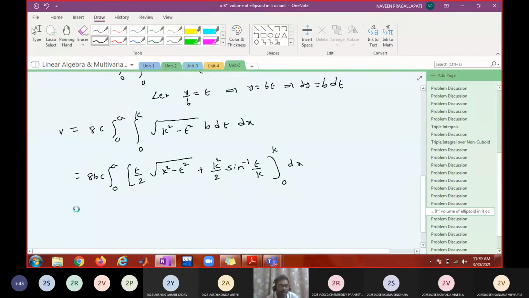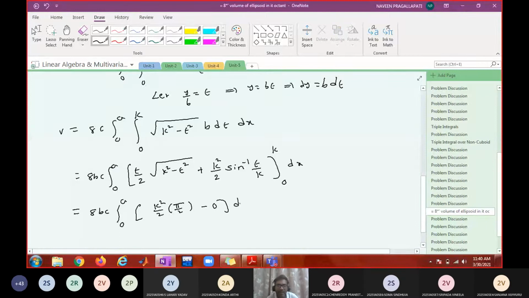Now upper limit minus lower limit. So 8bc, 0 to a. What is upper limit? k square minus k square gets 0, and k by k, sin inverse is 1. So this is going to be k square by 2 into sin inverse 1, which is pi by 2. So upper limit is over. Lower limit 0 into anything is 0. Sin inverse 0 is 0.